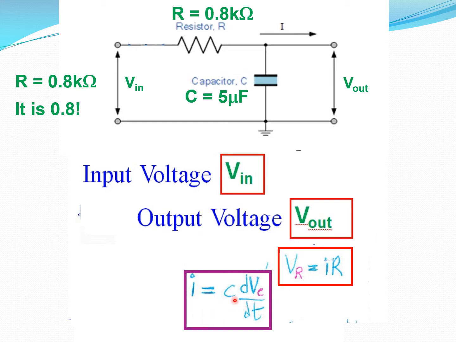I is equal to C by dVc/dt, the one that the electronic engineers know, that was derived from the charge and so on. And this is the basic Ohm's law. So we're going to use these two now, and we're going to set about deriving the differential equation associated with this circuit, this RC circuit, also known as a low-pass filter.